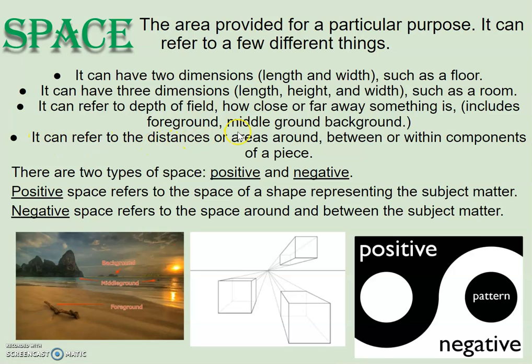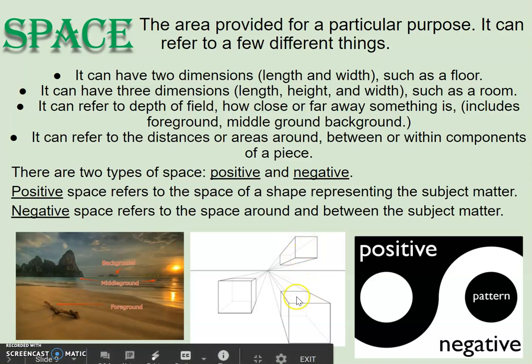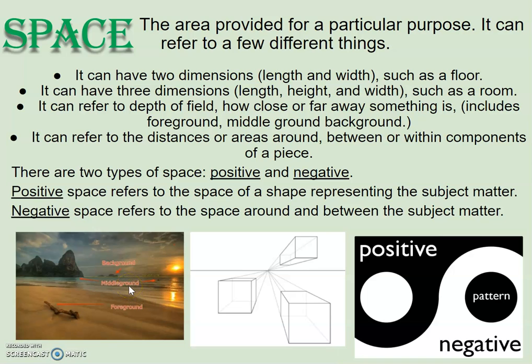Space can refer to the distance or areas around or between or within components of a piece. So, for example, there is space between this top cube and this bottom cube. There's space between this cube on the right and this cube on the left. There is space between this branch in the foreground and this rock formation in the middle ground. There's space between you and the person sitting next to you, you and the person sitting in front and behind you.